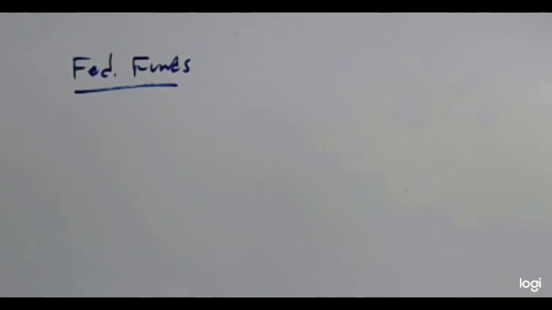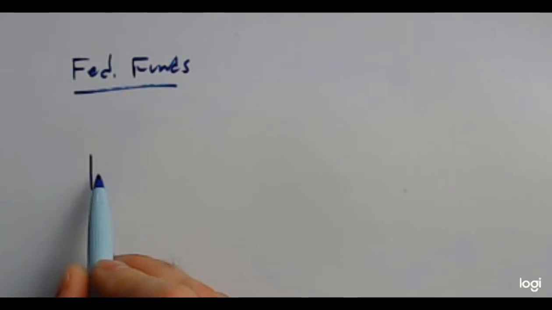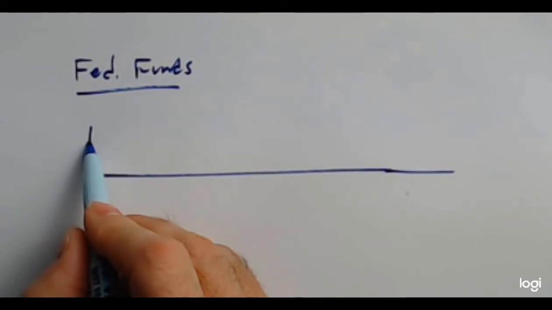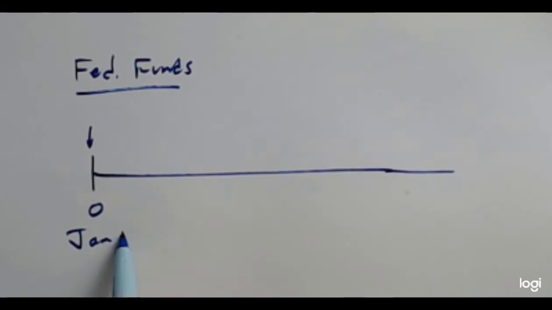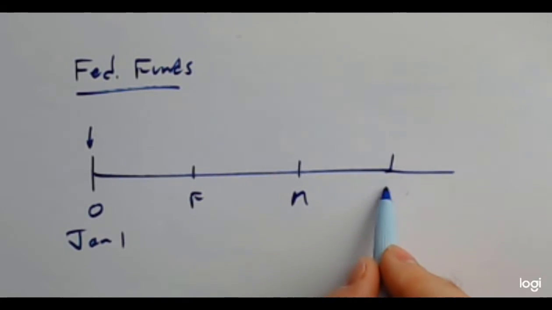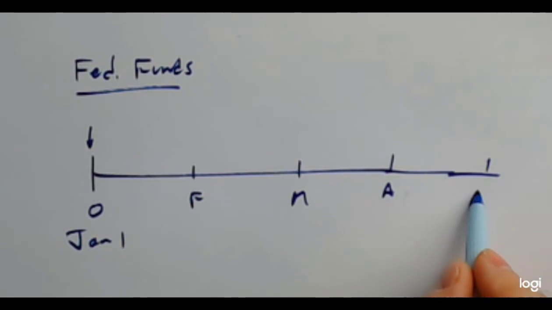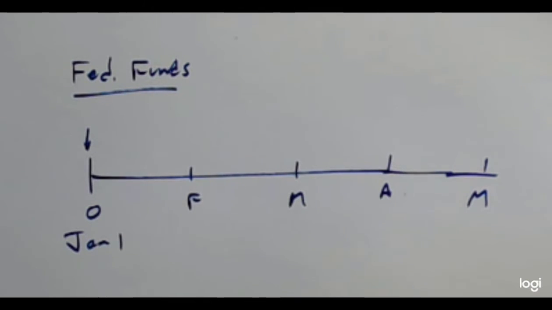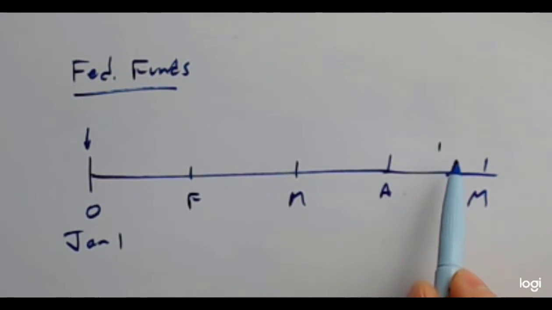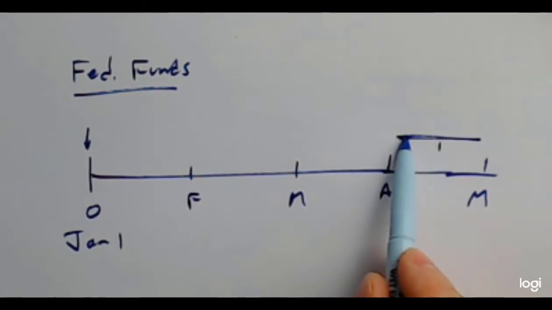So this is how I think you should think of it. Draw a timeline. Start out at time 0. Let's just call this January 1st, beginning of the year. Then there's February, and then March, and then April comes around, and there's May. Now we know, for example, that April 15th, tax day, happens right here.